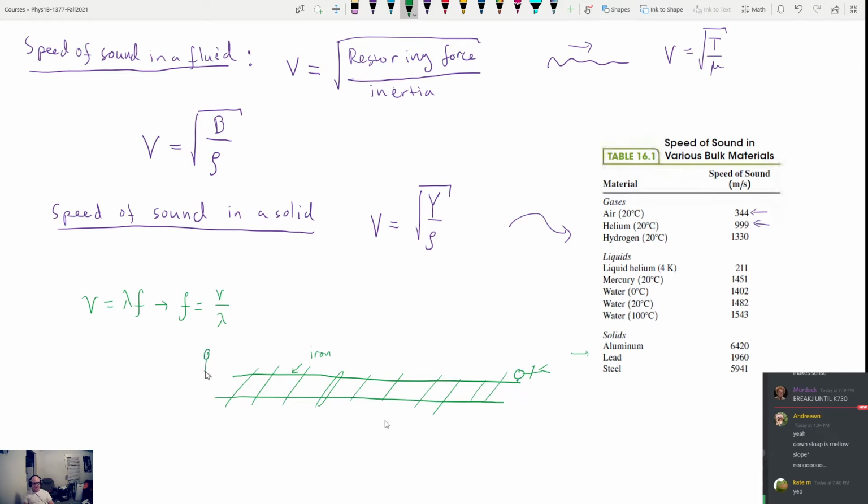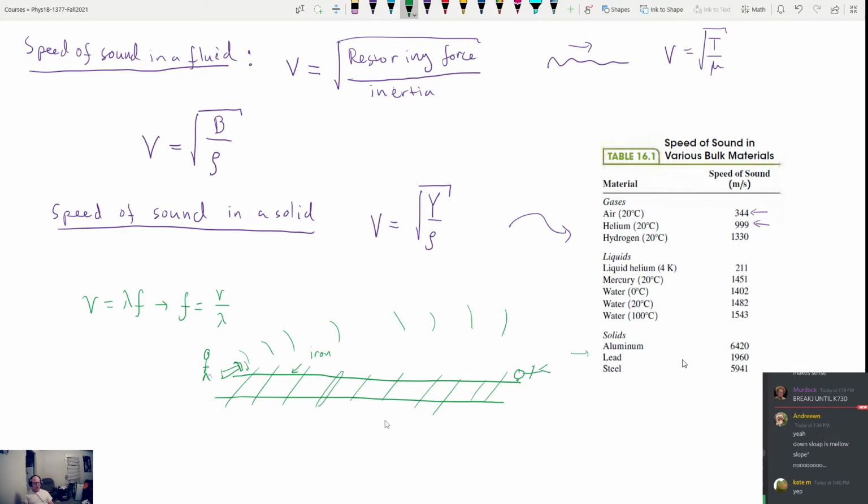And let's say you have a friend over here that's really far away, and they take a hammer and bang on the track. What are you going to hear first? Are you going to hear first the vibration of the sound coming along the iron, or the vibration of the sound that propagates through the air? Which would you hear first? I'm assuming through the iron.